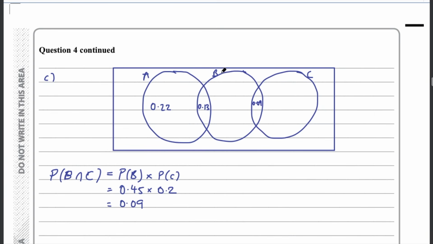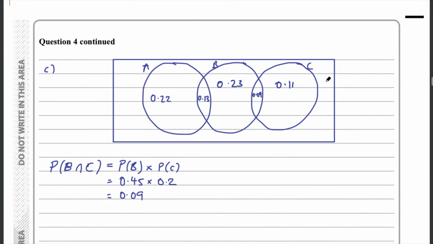So the probability of B was 0.45. We need to subtract 0.13 and 0.09. That leaves us with a probability of 0.23. And then probability of C was 0.2. Subtract 0.09, that's going to be 0.11.